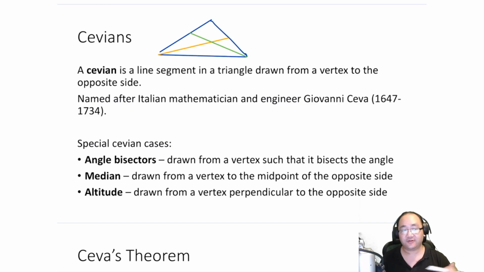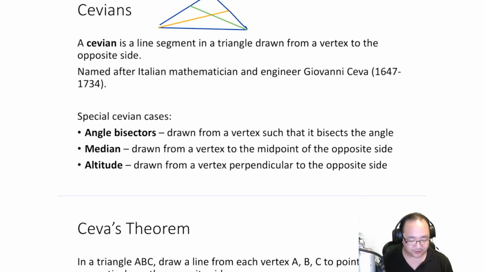One is the median, drawn from a vertex to the midpoint of the opposite side. It's drawn from the vertex to the midpoint, but the important part is the midpoint. And then the altitude, drawn from a vertex perpendicular to the opposite side. So that's already almost like a perpendicular bisector, but we'll clarify that later.